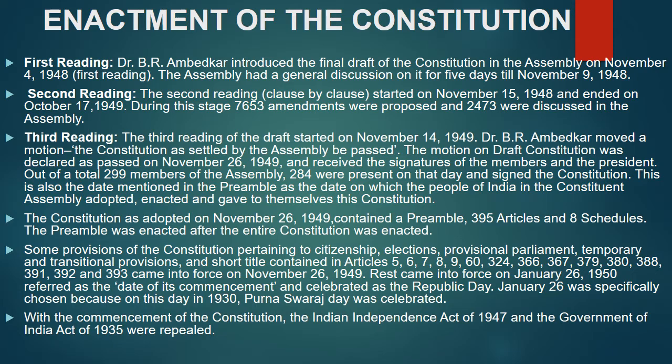The third reading of the draft version of that constitution started on November 14, 1949. Dr. B. R. Ambedkar moved the draft constitution and it was declared as passed on November 26, 1949, and received the signatures of the members and the president. Out of a total of 299 members of the assembly, 284 were present on that particular day and signed the constitution. This is also the date mentioned in the preamble.